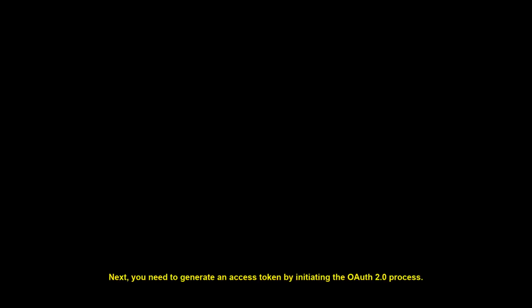Next, you need to generate an access token by initiating the OAuth 2.0 process. To do this, create an authorization URL using your API key and specified scopes. Open the authorization URL in your web browser and log in with your TD Ameritrade account credentials. Grant the necessary permissions when prompted.